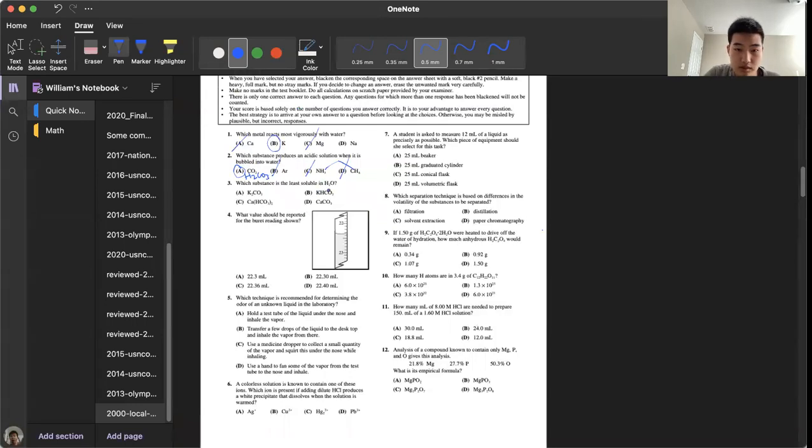Okay, which substance is least soluble in H2O? So we know that any alkali metal cations will make the compound soluble. So you can cross out potassium carbonate and potassium bicarbonate. So now it's just a debate between the two calcium containing compounds. And you can actually just cross out calcium bicarbonate as well, because most bicarbonates are going to be soluble by solubility rules. So that leaves D.